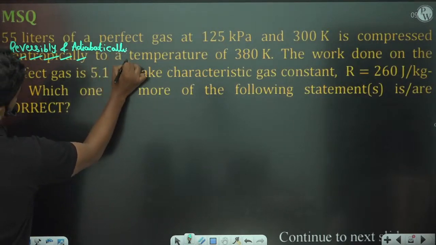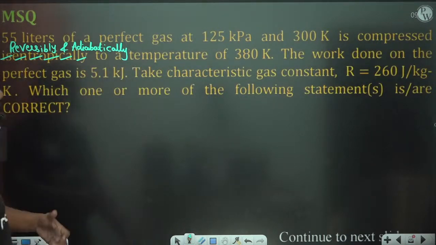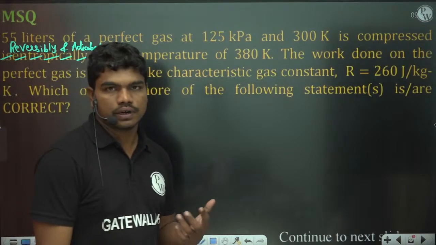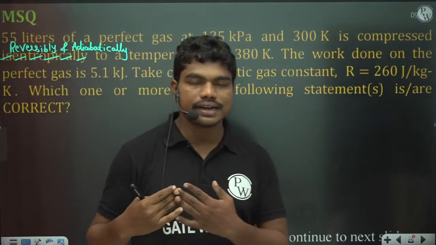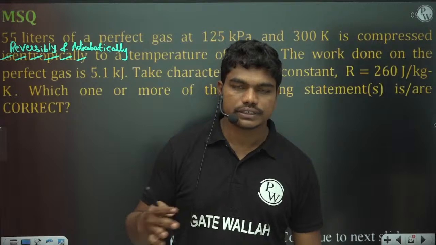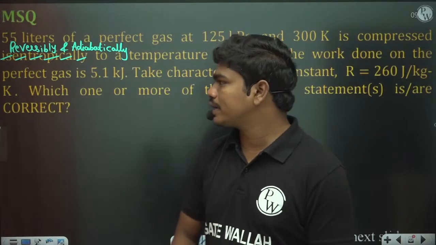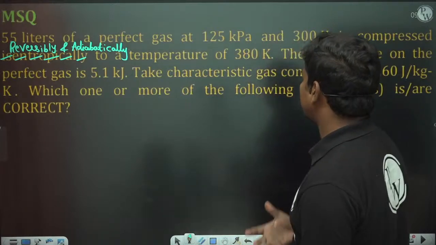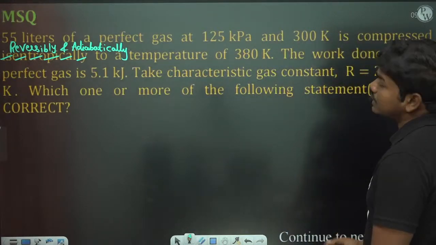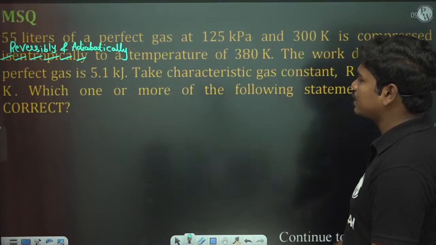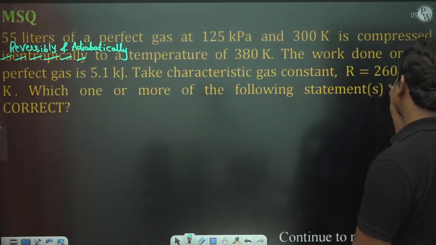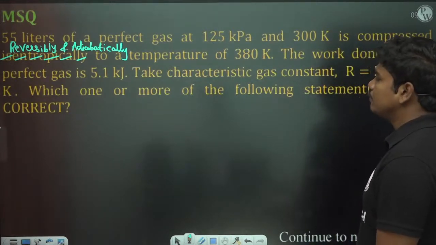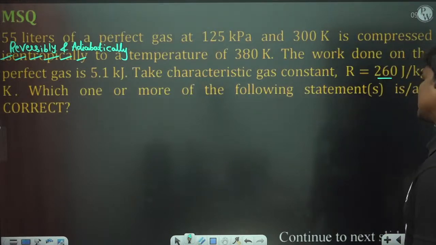Irreversibly and adiabatically. Let us write this word, irreversibly and adiabatically, because that irreversible adiabatic process is actually isentropic. We will see when we talk about entropy. For now, let us make it irreversible and adiabatic to a temperature of 380 Kelvin. The work done on the perfect gas is 5.1 kilojoules. Take characteristic gas constant as 260 joule per kg Kelvin. Which one or more of the following statements is correct?